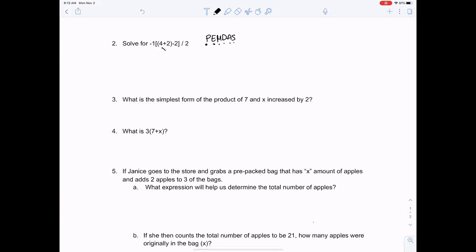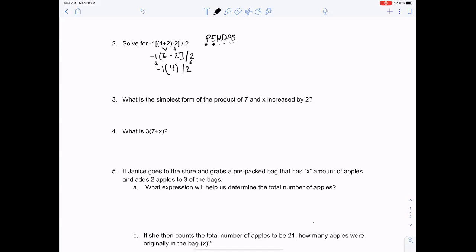So here I have 4 plus 2 is 6, and then that's around some brackets. I still have this minus 2. I still have this minus 1. I still have to divide by 2. I still have more parentheses, so I'm not going to move on to E. 6 minus 2 is 4. And then I'm bringing everything else down. That's where these numbers came from.